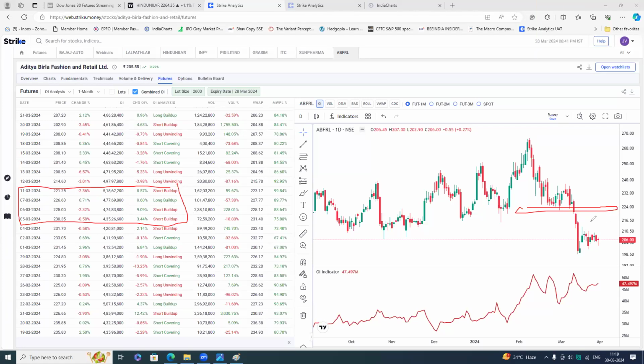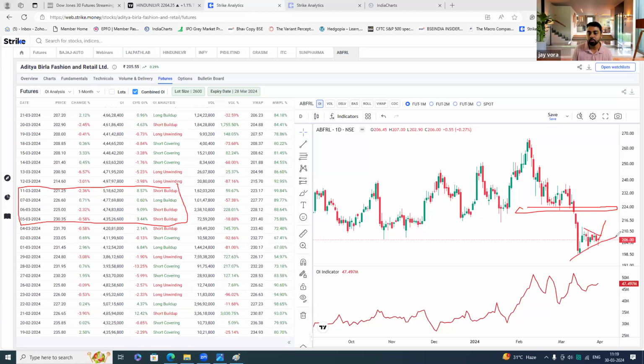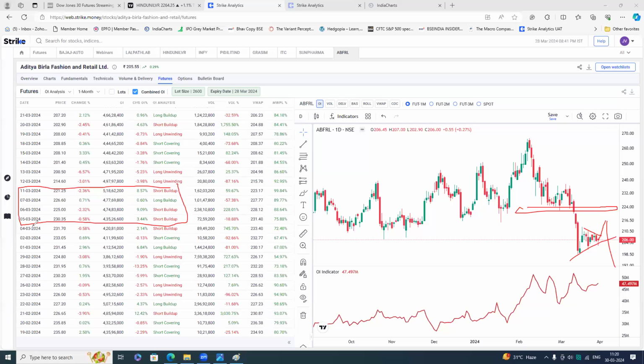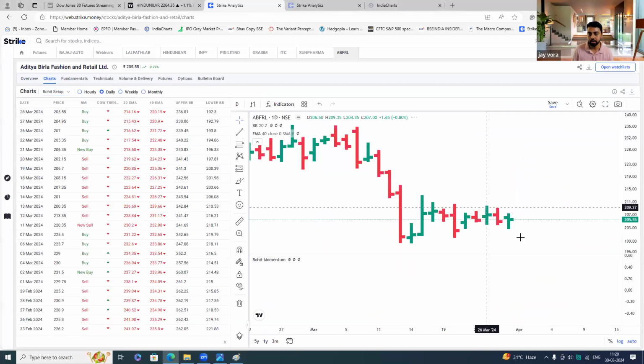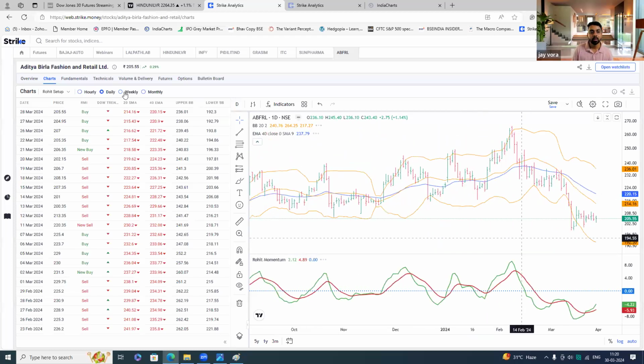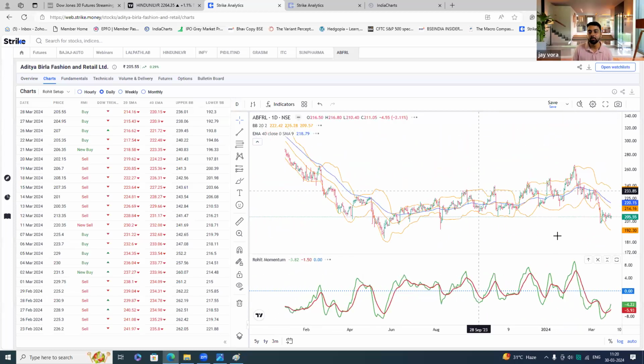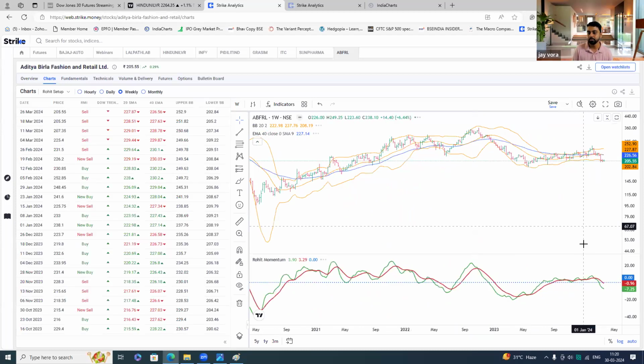But until this zone breaks out, if these are strong hands, a pullback can happen, but this pullback will only attract the sellers to sell more because they would be confident of prices going down. That's where you can take the help of this Rohit momentum setup that we look at, and try to gauge the trend on the higher time frames.